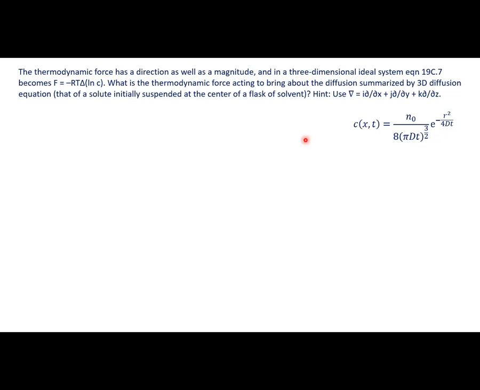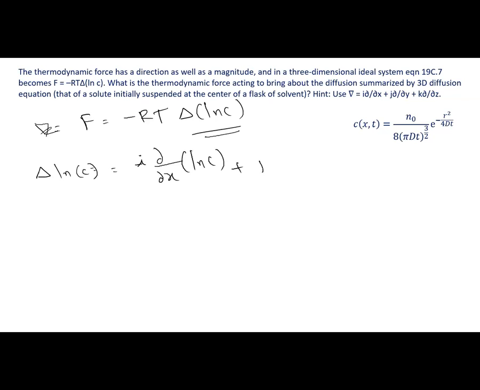So again, this is mathematically a bit intense, but it's not impossible. Let's try to solve this. We need to find the force first, which is minus RT times del ln C. But what is this term? The del ln C is nothing but i times ∂/∂x ln C plus j times ∂/∂y ln C plus k times ∂/∂z ln C. So again, we need to find each of these terms first. 1, 2, 3. So let's try the first one.